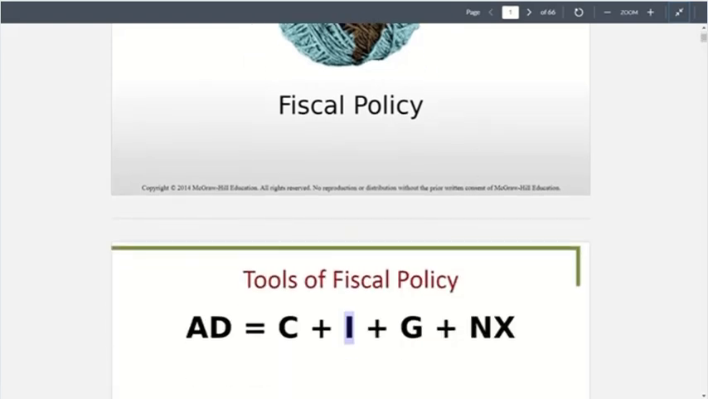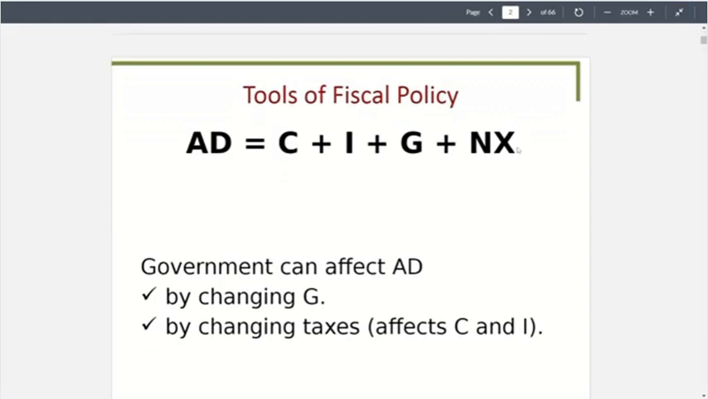So let's get started. Basically, fiscal policy is a tool for government to correct fluctuations in the economy, right? Aggregate demand equals consumption spending, investment spending, government spending, and net exports. Government can change its own spending, and it can indirectly affect consumption and investment spending by lowering taxes or increasing taxes, or by giving people stimulus packages.